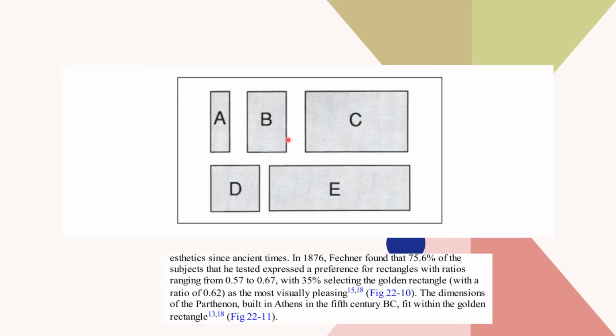Because in 1876, Fechner found that 75.6% of the subjects that he tested expressed a preference for rectangles with ratios ranging from 0.57 to 0.67, with 35% selecting the golden rectangle with a ratio of 0.62, and it is the most pleasing visually. So which are the most pleasing rectangles? B and C, because its ratio is 0.62.